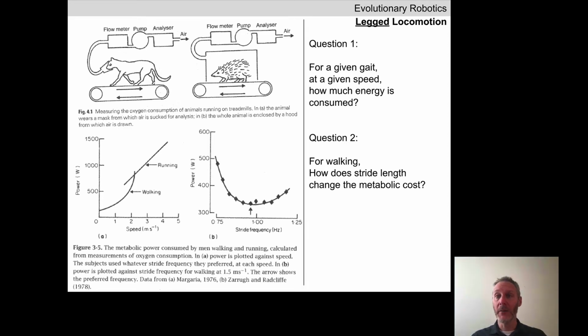Okay, we're talking about legged locomotion this morning. We were just talking about the relationship between the energetics of movement, walking and running, gait, and speed of travel. It's interesting that there is not this continuum between walking and running. You walk for a while, and then at some point you switch to this gait.